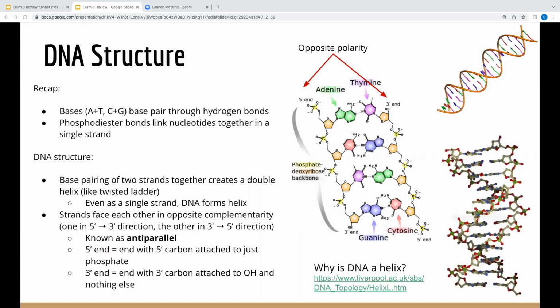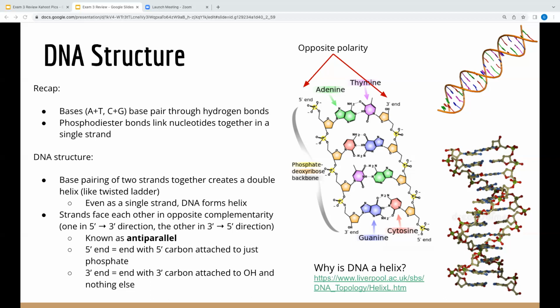Just to review, DNA runs anti-parallel, and there are 4 nucleotide bases for DNA. There's A and T, which are paired together, adenine and thymine, as you can see on the top, and the other 2 are guanine and cytosine.